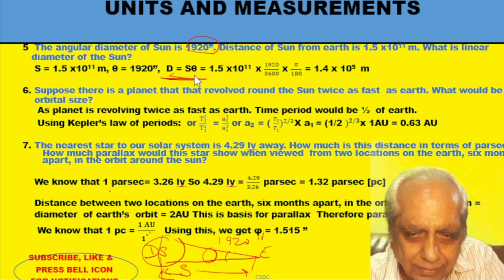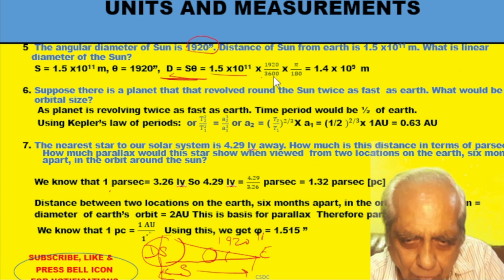Basis is S into theta, and S is this number. Theta is 1920 seconds. So 60 times 60 will give 3600. Now this is in degree. Multiply by pi by 180, so I will get it in radian. So this radian into this distance in meter, I will get D in meter. So this is the diameter of the sun. Okay.